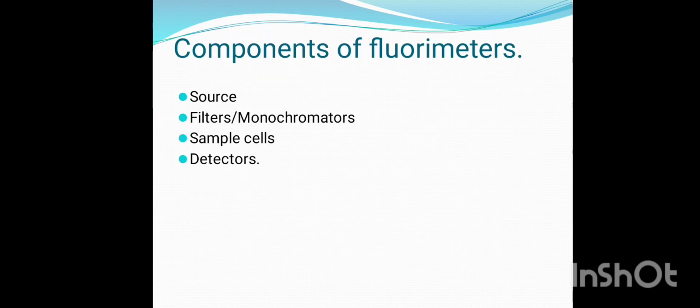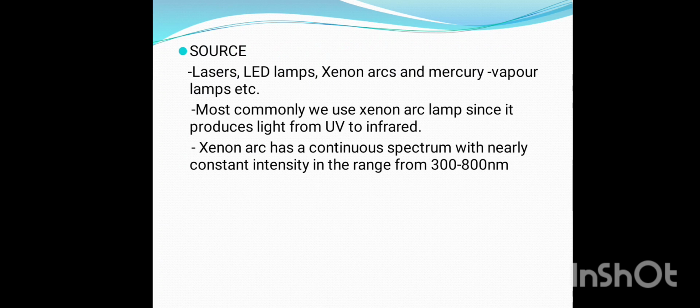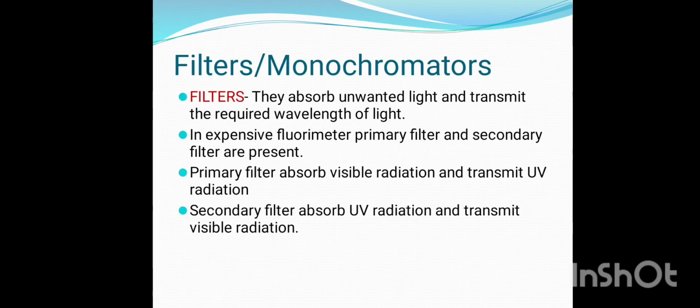So the components of fluorimeters are: a source, filters or monochromators, a sample cell, and a detector. The sources we use in spectrofluorimeters are lasers, LED lamps, xenon arcs, and mercury vapor. In xenon arcs and mercury vapor, these gases are kept at high pressure, and when they are kept at high pressure, they generate radiation. That radiation is passed through the sample. The most commonly used is the xenon arc lamp, since it produces light from UV to infrared, and it gives a continuous spectrum with nearly constant intensity, in the range of 300 to 800 nanometers.